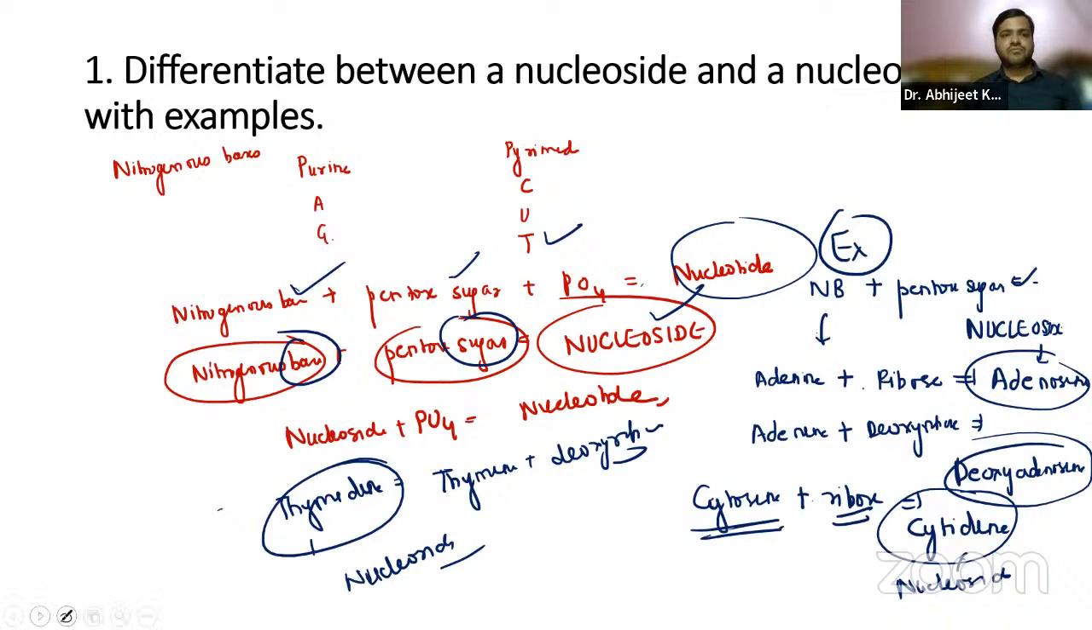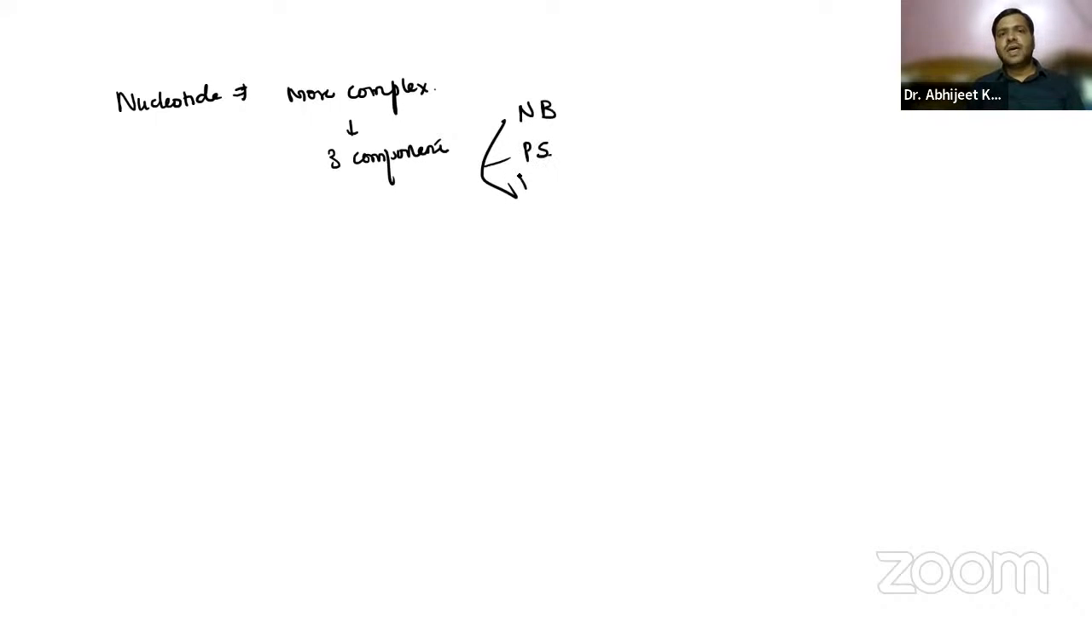Now, if we talk about nucleotide, it is more complex, because it is having 3 components, guys. We have nitrogenous base, pentose sugar, and phosphate, right? Phosphate can be 1, 2, 3, or many can be there.